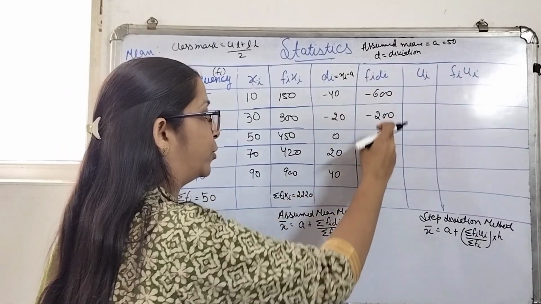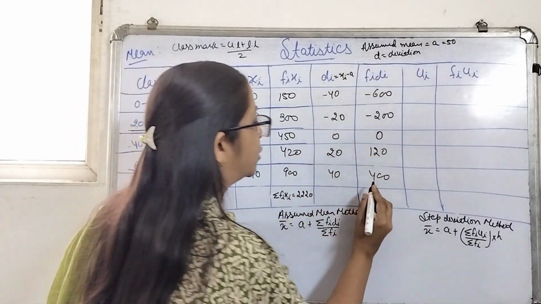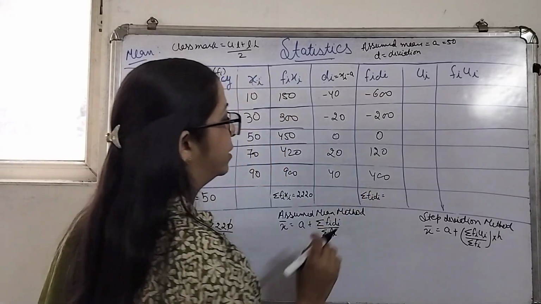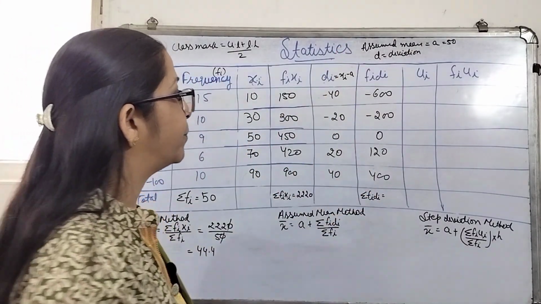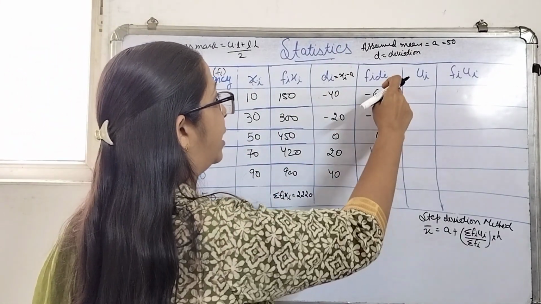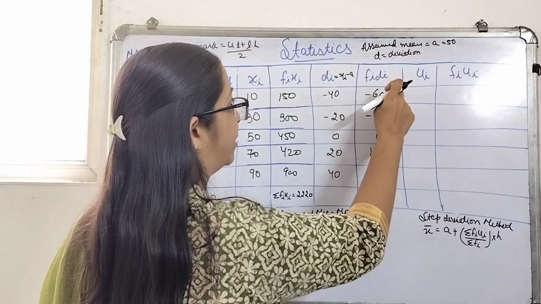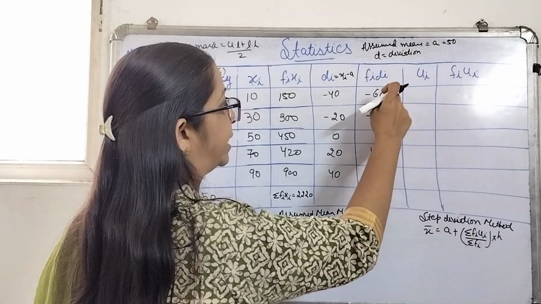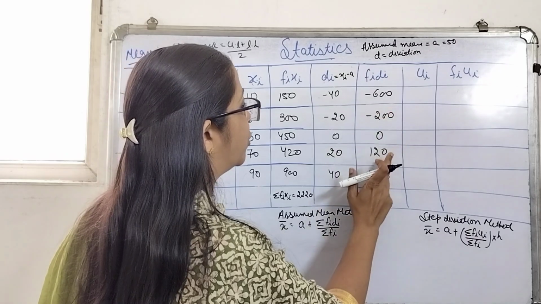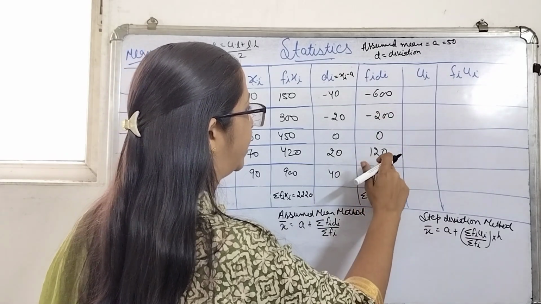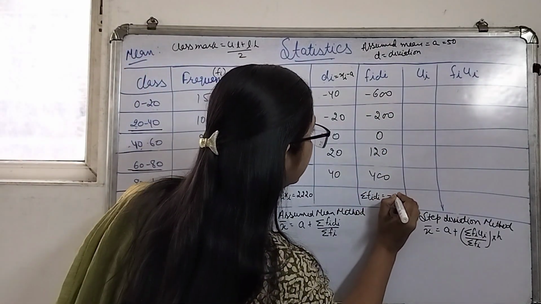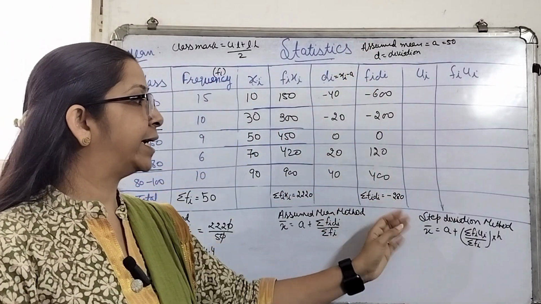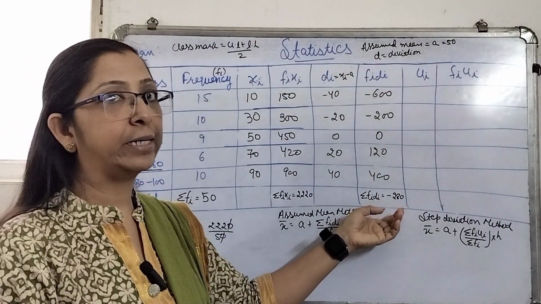If we add all this, it will give us the value of summation of fi di. So summation of fi di will be 400 positive and 600 negative, so minus 200 over here. Minus 200 and minus 200, that is minus 400. Minus 400 and plus 120, so it will be minus 280. Summation of all the fi di will be minus 280.